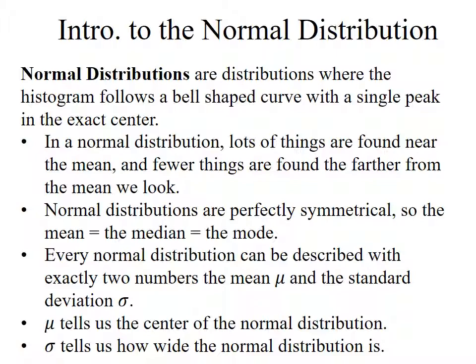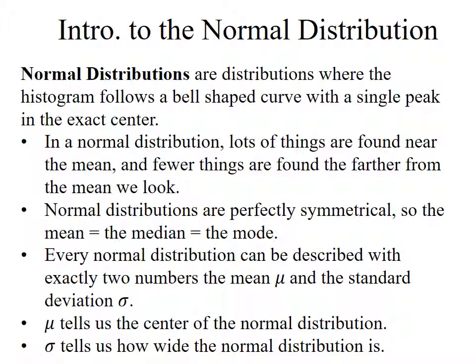A true normal distribution, a perfect normal distribution, is going to be perfectly symmetrical, so that the mean, the average, is exactly equal to the median, the middle, which is exactly equal to the mode, the most common. So the most common height is also the average height, which is also the median height.